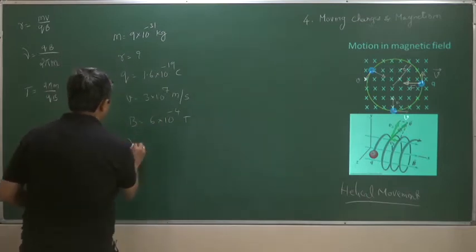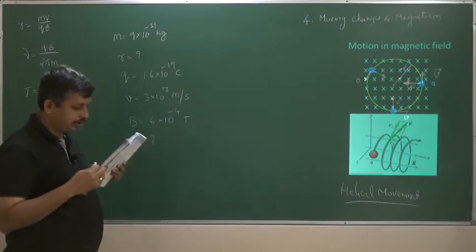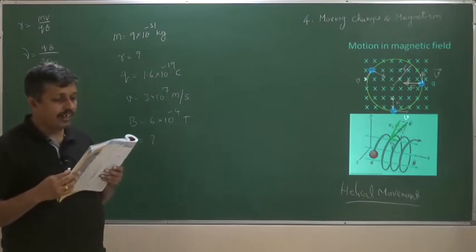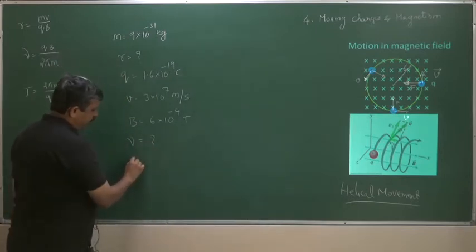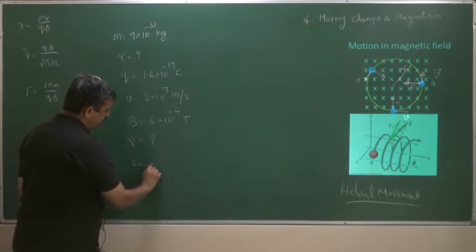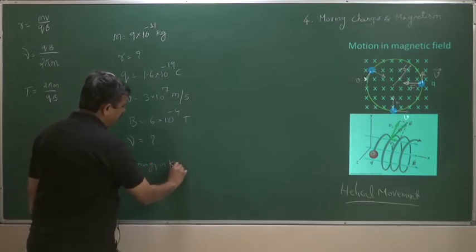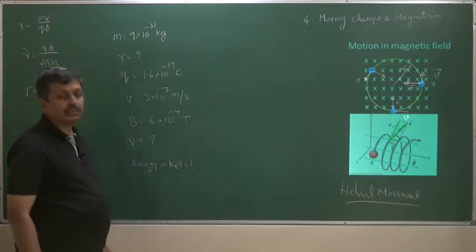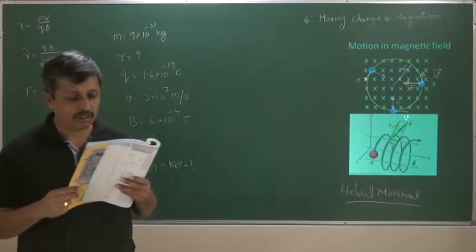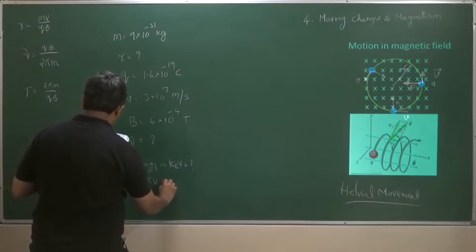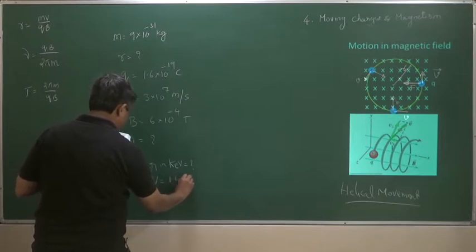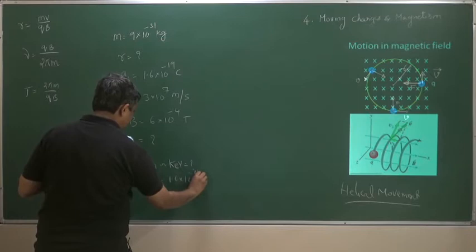What is the new value? These are the questions. Okay, and it is also asked to find the energy in kilo electron volts. Energy in kilo electron volt is equal to how much? They have also given us the conversion factor from joule to electron volts: 1 electron volt is equal to 1.6 into 10 power minus 19 joules.